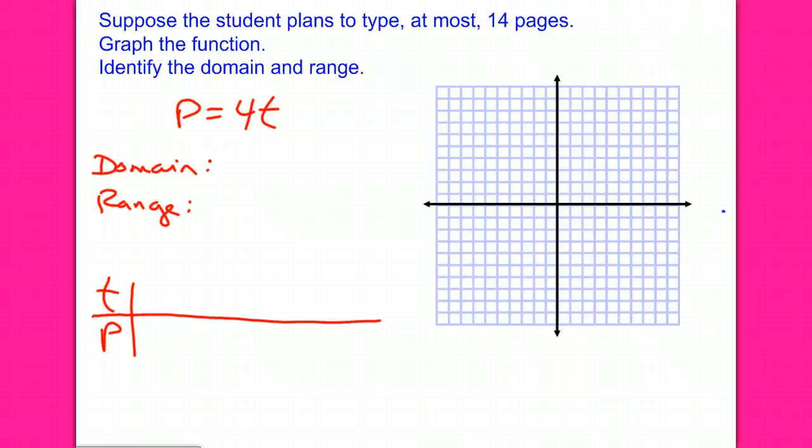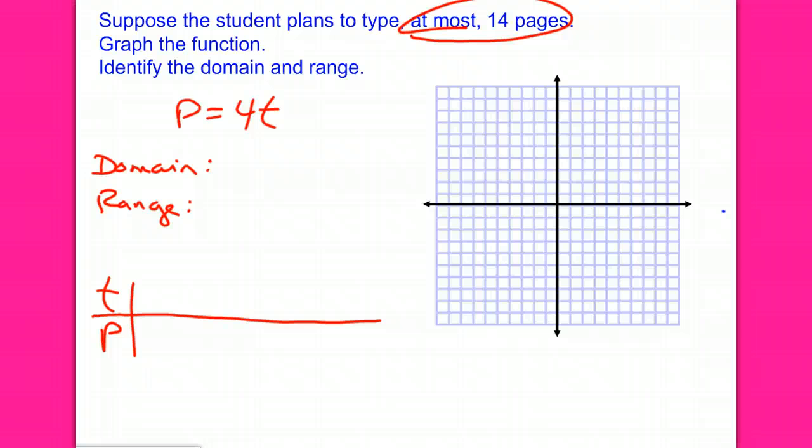The equation hasn't changed at all, so Nick asks if we could just use a table from the previous example, and yes, you could, except that that table doesn't have 14 pages in it. So we've got to do something more with it, right? We're not being limited right now on the time, but we're being told that this person is typing at most 14 pages. So the pages are what is different, right?